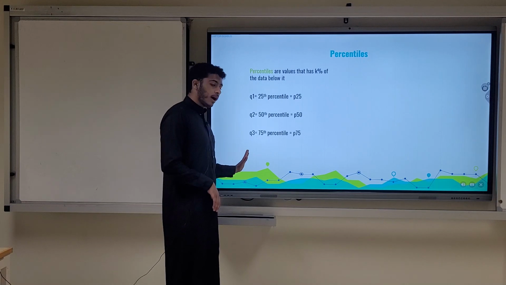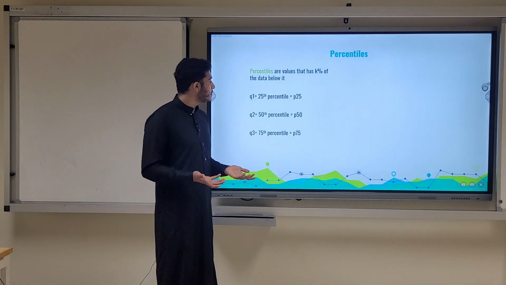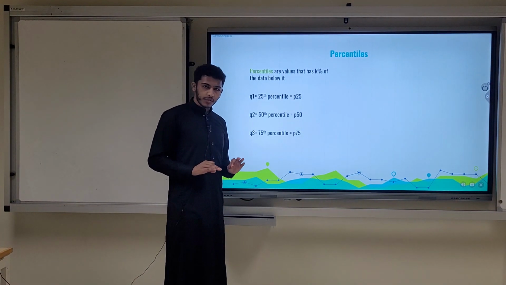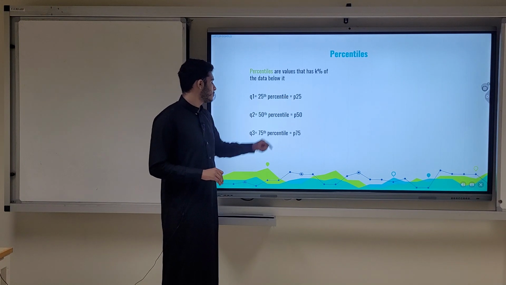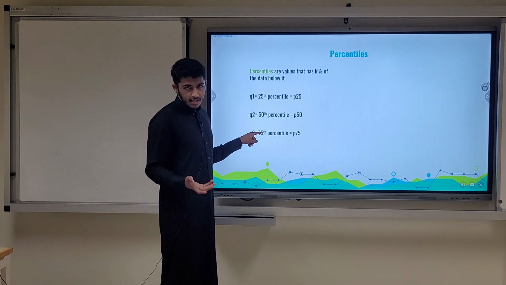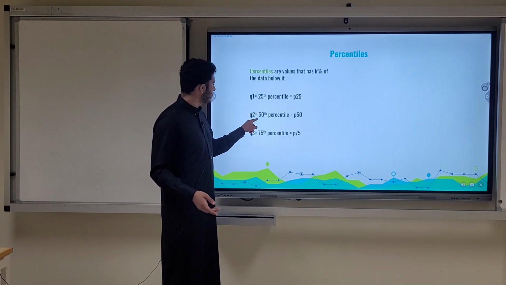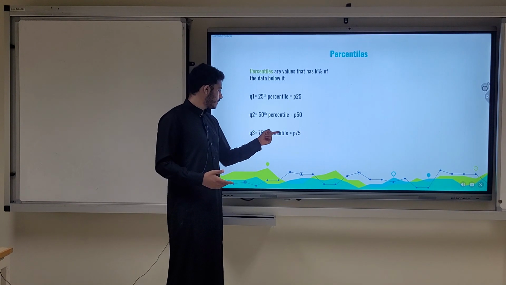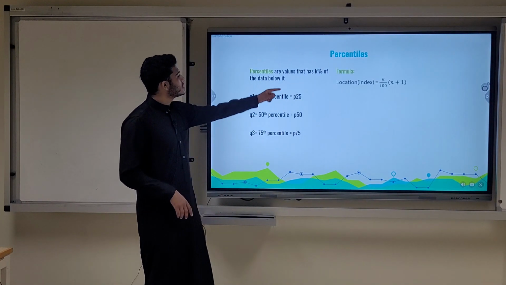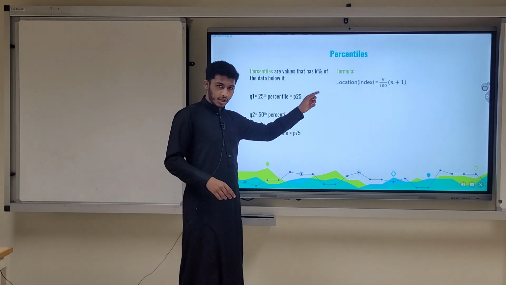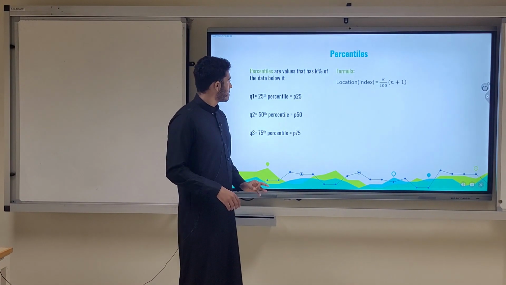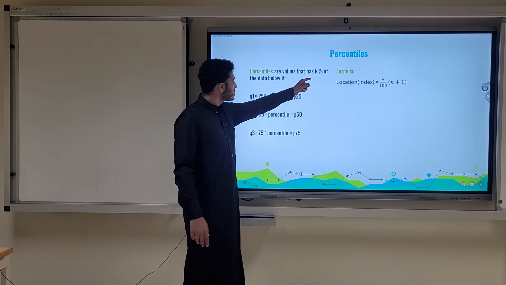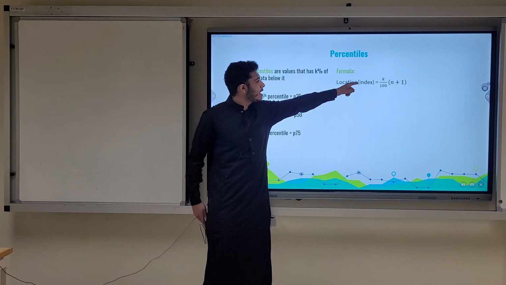Also, the quartiles we had correspond to percentiles. So the first quartile is the 25th percentile, denoted by P25, the second quartile, which is the median, is the 50th percentile, and the third is the 75th percentile. This is the formula for finding the location of any percentile you want. Here we said the percentiles have k% of the values below them. This is the k that I meant.